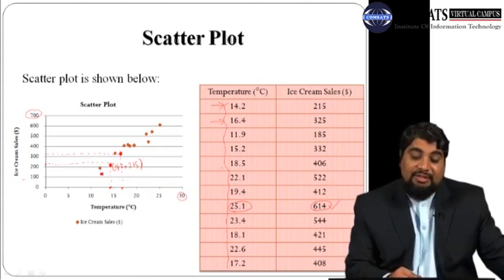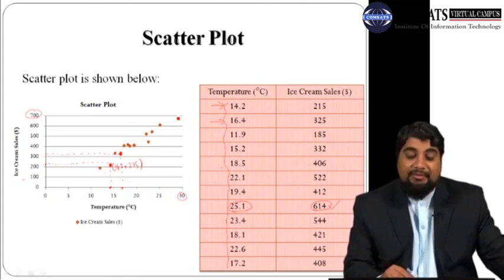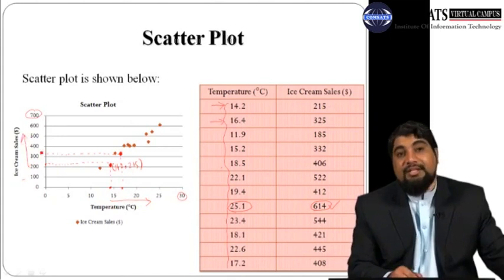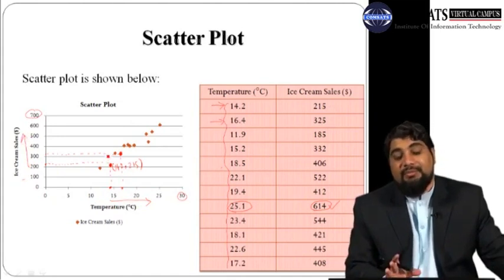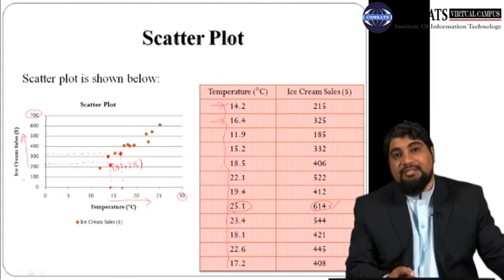From the scatter plot, you can see that the slope of this graph is positive. So when the temperature increases, the sale also increases, or it goes up. So it means there is a positive relation between temperature and ice cream sales.